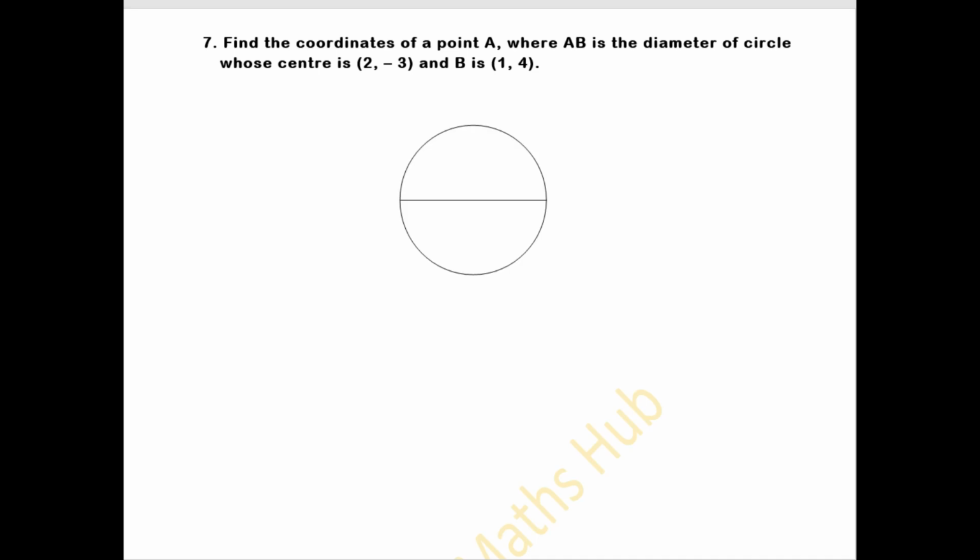Now I'll draw a circle. Students, I have drawn a circle where AB is the diameter, and C is the center, or consider O as the center. Now given the point B as (1, 4) and the center as (2, -3), we should find out the point A. Consider it as (x, y). Clearly O is the midpoint of A and B.